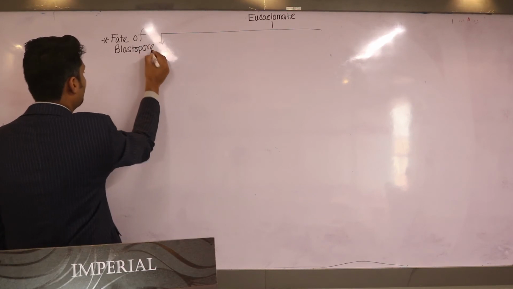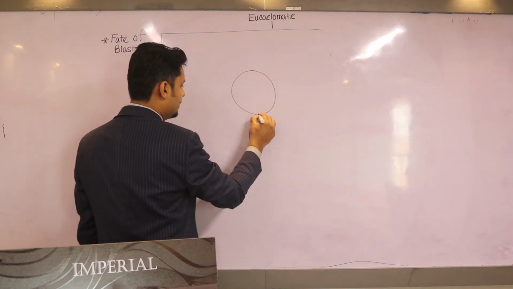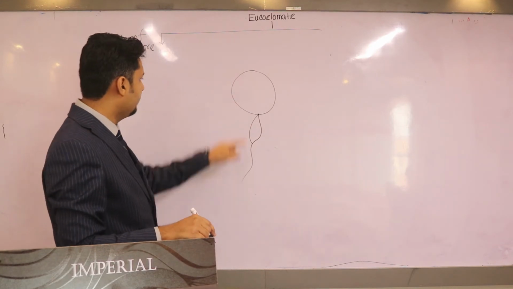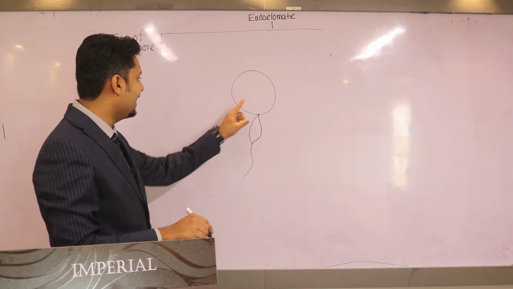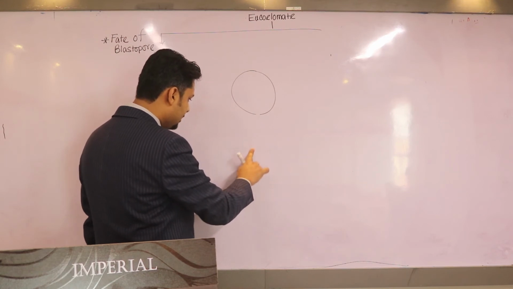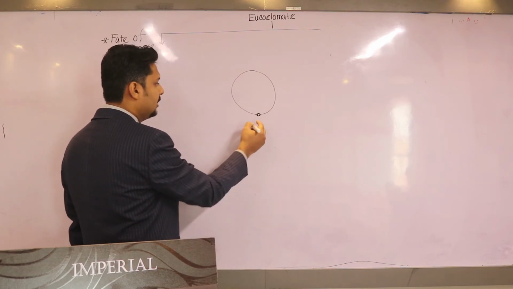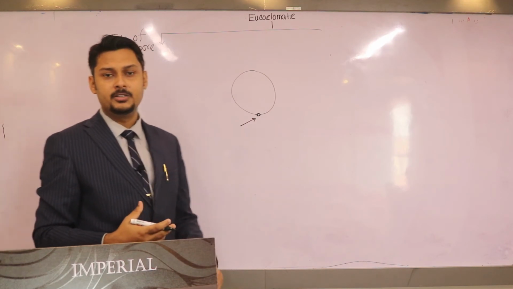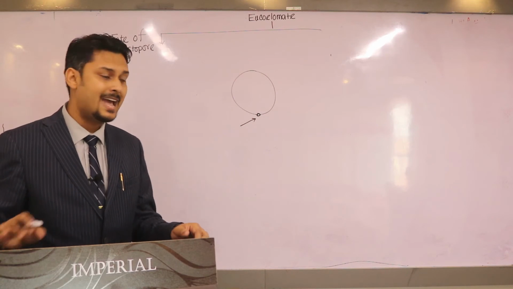What is blastopore? Suppose this is the ovum and this is the sperm, and during the process of fertilization, the sperm penetrates through the ovum membrane and enters inside the ovum. That cavity through which the sperm enters, in future, for some groups of organisms it becomes the mouth, and for some groups it becomes the anus.